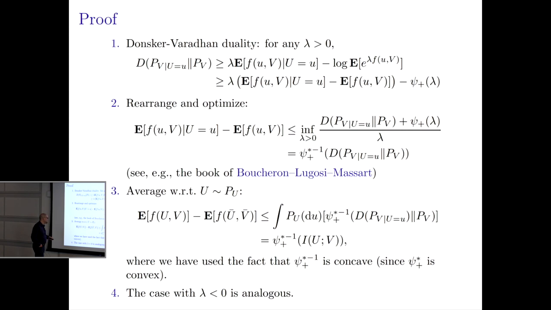And then the fact is that the Legendre dual of any function is always convex. And if I have a convex function and it's invertible, what can we say about its inverse? It's concave, right? If a function is convex and invertible, the inverse has to be concave. And because this function is concave, the expectation goes inside. And once I take the expectation, I get mutual information. And lambda negative is an analogous derivation.